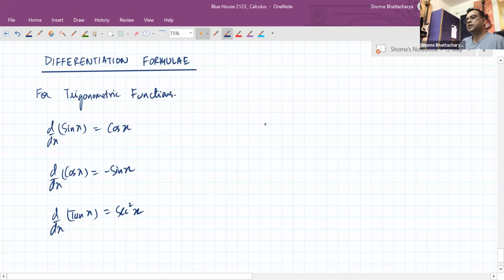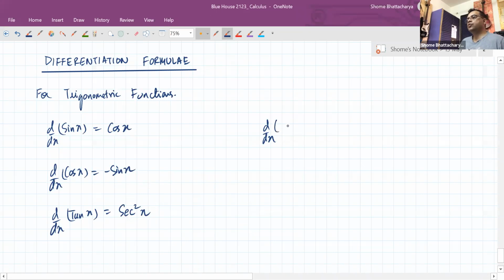Then we also have the other three functions. Sir, it is sec square x. Yes, sec square x. Okay. So sec x is the inverse of cos x, 1 by cos x.